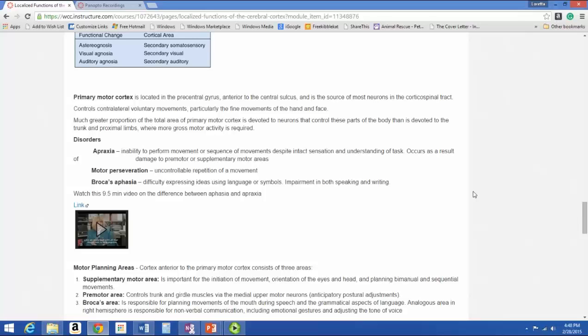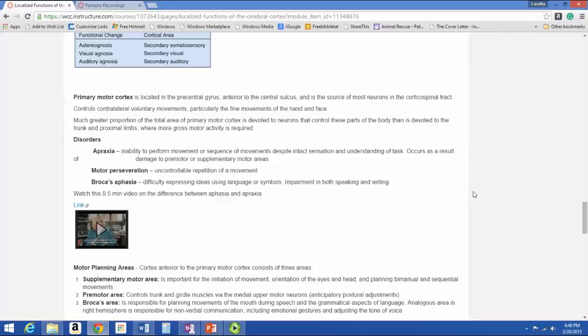So Broca's aphasia is in the left hemisphere. Broca's area is in the left hemisphere. If you get damage to the analogous area in the right hemisphere, people have difficulty coming up with the motor planning to do emotional gestures. They tend to have a very flat affect, and they can't express emotion non-verbally.